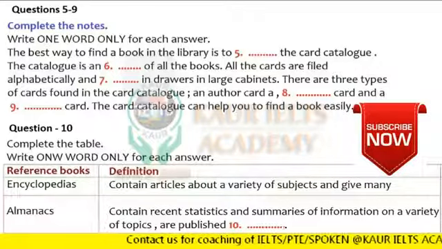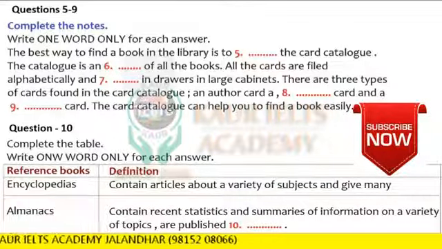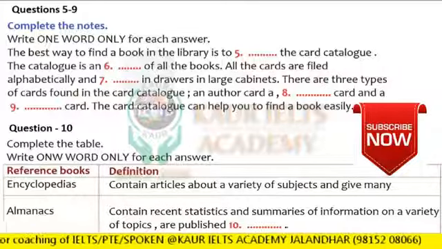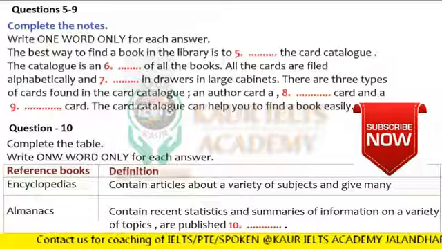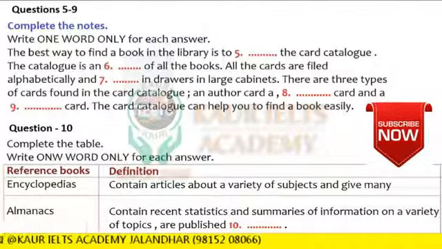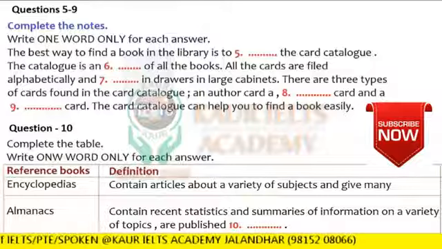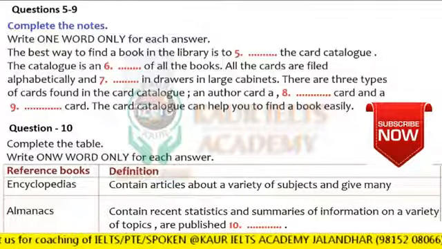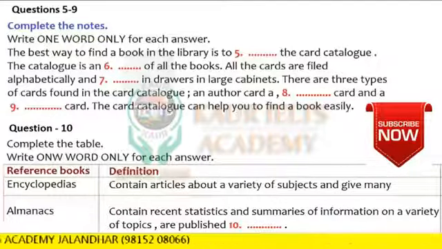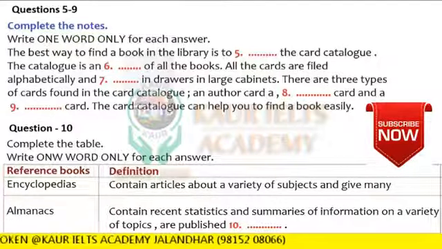The best way to locate a book in the library is to use the card catalogue. The card catalogue is an index of all the books in the library. Information about a book is listed on cards. All the cards are filed alphabetically and stored in drawers in large cabinets. The card catalogue can help you locate a particular book, a book on a certain subject, or a book by a particular author.